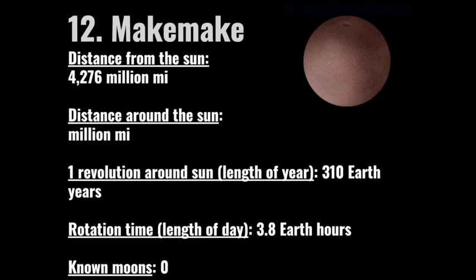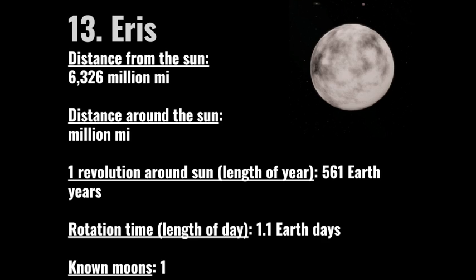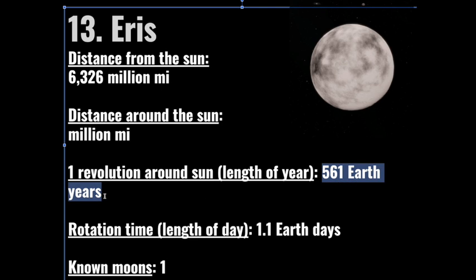Makemake, once again, another fast spinning dwarf planet, about 4 Earth hours. That's Makemake. And finally, Eris takes 561 Earth years. So the last time it came to the same point in its orbit was about around when Columbus sailed the ocean blue. Think about that one. That's a long time it takes to make one trip around the sun. One day, though, on that planet is about the same as our day.